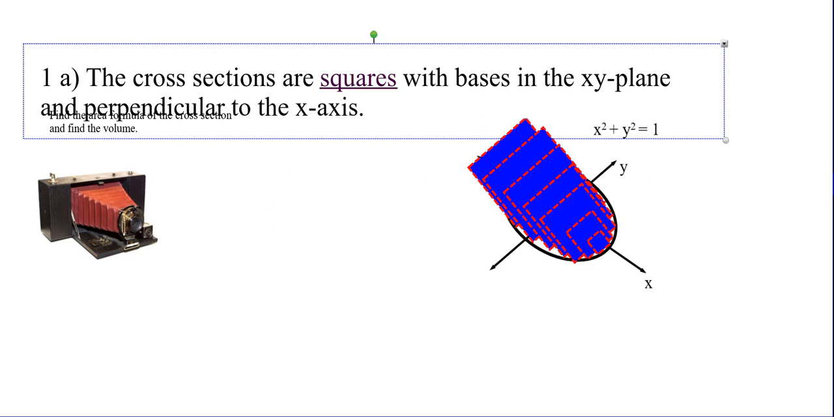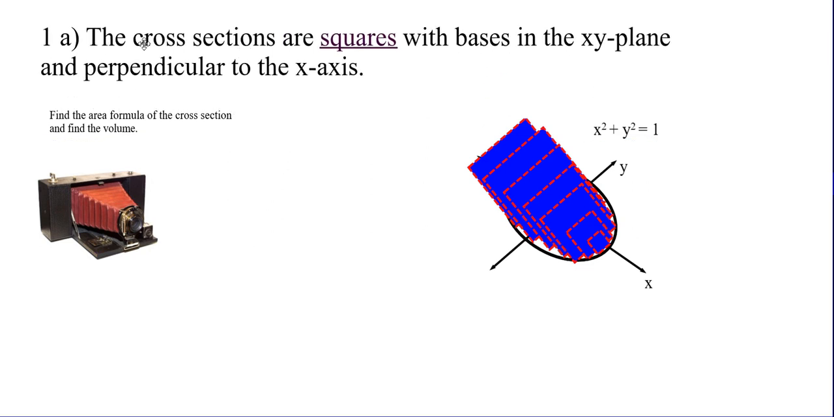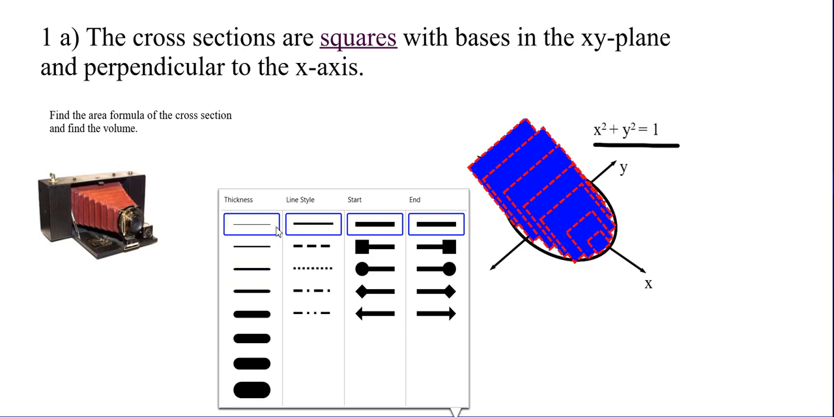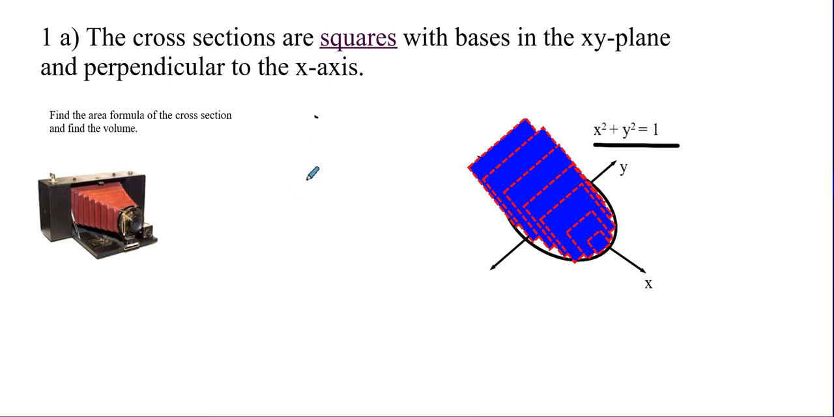Here's our first example. We're going to take cross sections using squares, so the base of this is going to be squares. We have this equation, which is actually a circle. Essentially we're creating a unit circle with a radius of 1, and we're placing squares at an infinite amount of points from A to B. This is one of our slices.